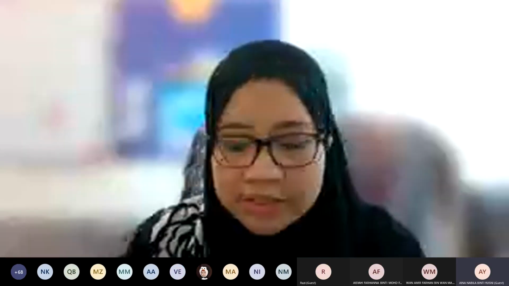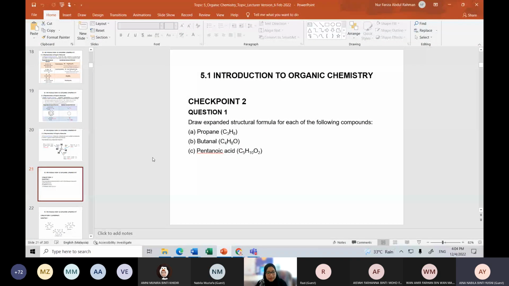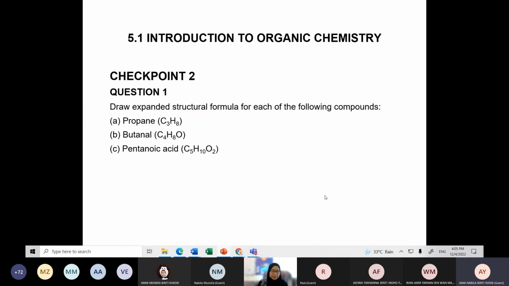So in yesterday's lecture, we discussed subtopic 5.1, Introduction to Organic Chemistry. Then we have checkpoints that we haven't discussed yet, so we are going to discuss the checkpoint. Please check your answer with the one that we have in the slides. I hope everybody has completed the checkpoint.